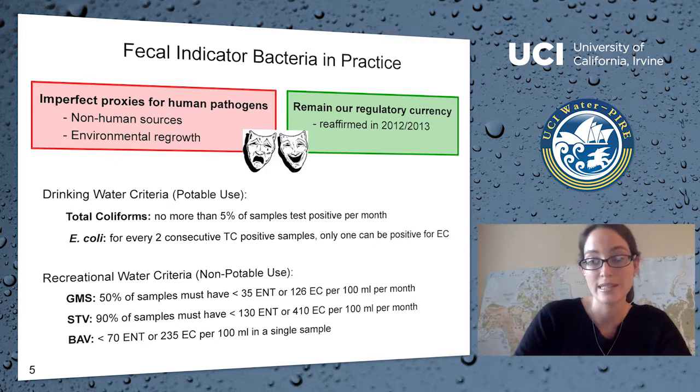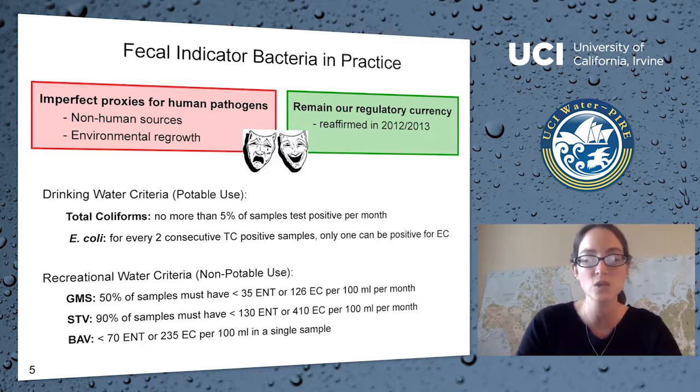What exactly are our criteria? In the US, we have a variety of different criteria. We have ones for potable use, drinking water criteria, as well as non-potable use, our recreational water criteria. And for biofilters, probably looking more at the non-potable use criteria. And these come in 2 flavors. You have your statistical criteria, things like geometric mean standards and statistical threshold values, which basically say that a certain percentage of samples must have less than a given concentration of bacteria per month. And then you also have your single sample standards, things like the Beach action value, which just says in a single sample you must have less than a certain concentration of bacteria.